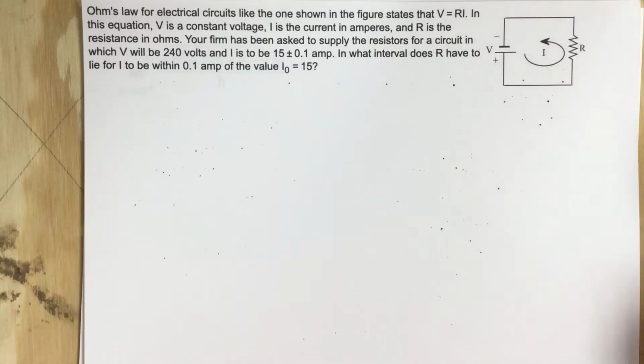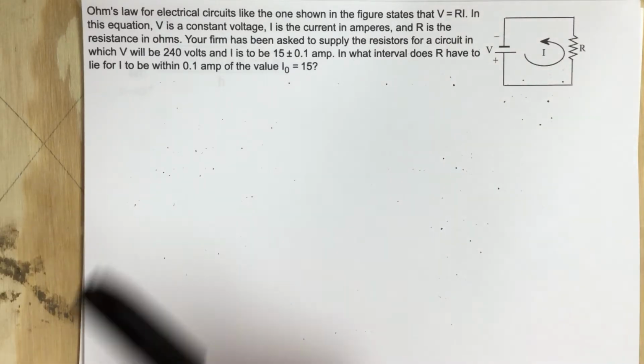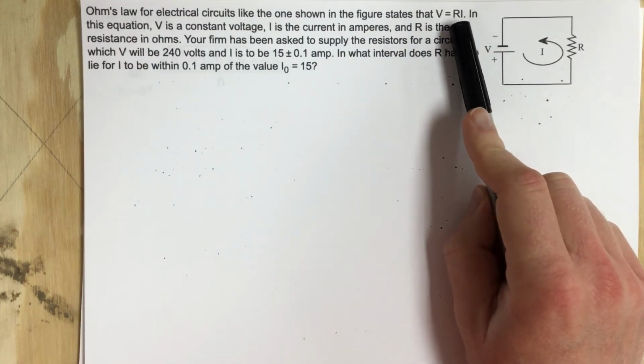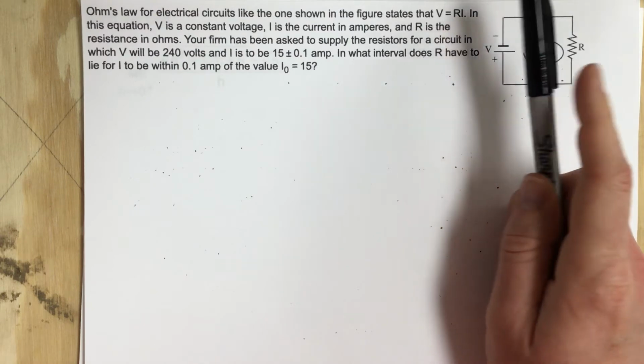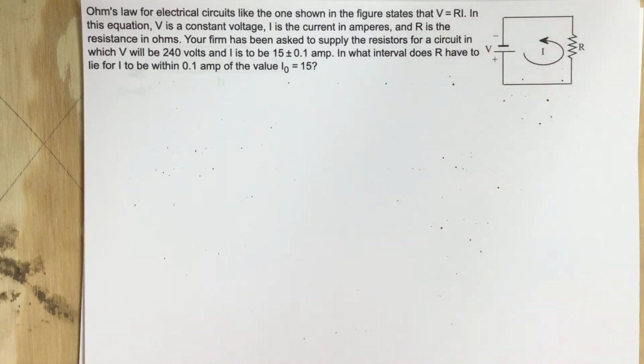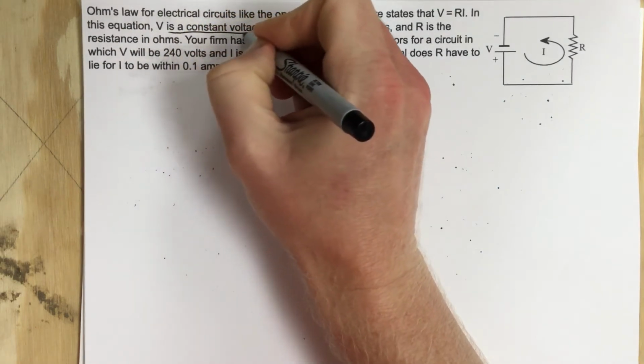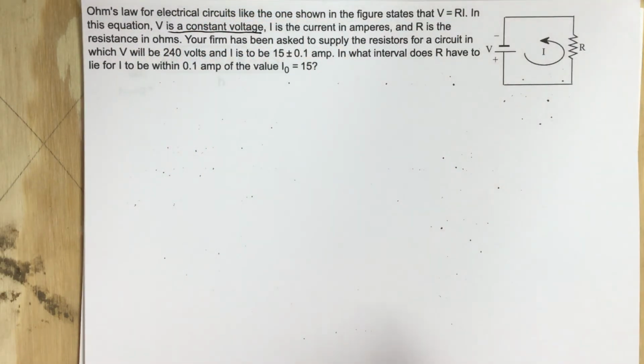This is problem number 1 for assessment number 9. In this problem, it says Ohm's law for electrical circuits, like the one shown in the figure, states that V equals Ri or IR. In this equation, V is a constant voltage, so we got V as being constant. I is the current in amperes, and R is the resistance in ohms.